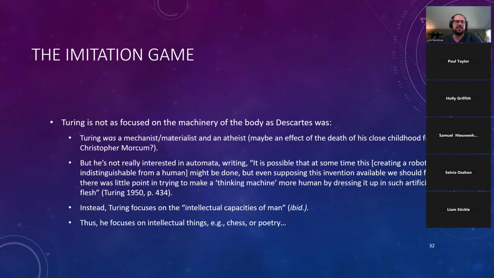Granted, Turing was not as focused on the body as Descartes was. Now, Turing and Descartes were both mechanistic philosophers in a sense, but Descartes was certainly not an atheist, and Turing probably was, especially in his adult life. And that could have been because of the death of Christopher Morcom, his close childhood friend, possibly his first love, if the movie gets it right. But Christopher Morcom, and again, this is something we see in The Imitation Game, died of bovine tuberculosis when he was young.